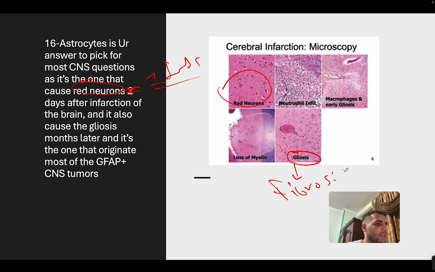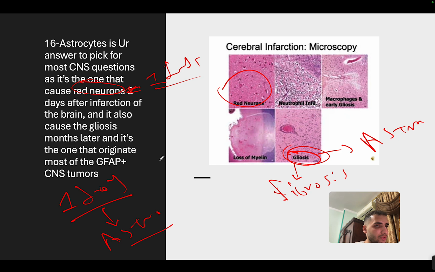for fibrosis. Now, of course, we know that the brain is a permanent tissue, so it cannot regenerate. So it would heal by scar tissue. The scar tissue in the brain is called gliosis instead of fibrosis, because we don't have fibroblasts in the brain. And the gliosis will also be formed from astrocytes. So whenever you see a person very early after infarction, the answer would be astrocytes, which would form as red neurons. But if you see it very late, the answer would also be astrocytes, okay? So astrocytes is your way to go.